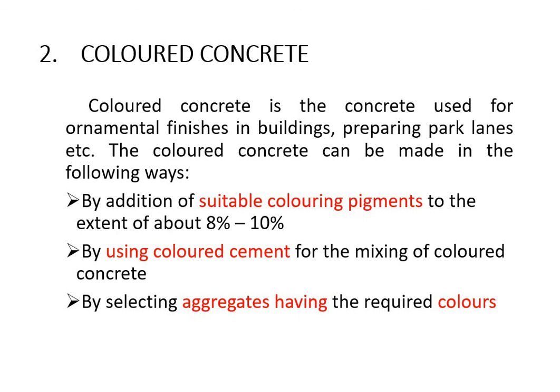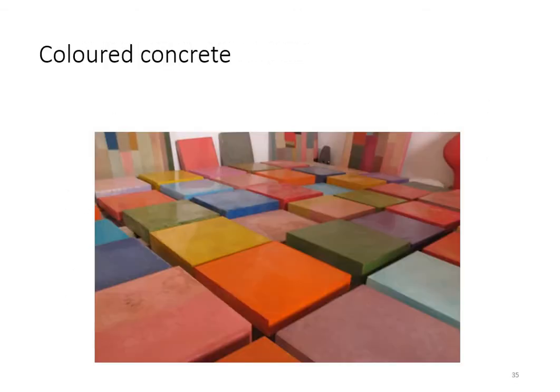Next is colored concrete. Colored concrete you can get in three different ways: one is by using colored cement, the second is using suitable coloring pigments, and the third method is using aggregates having the required color. You can get the colored concrete for different works. Again, you don't have to paint the surfaces if you are using colored concrete.